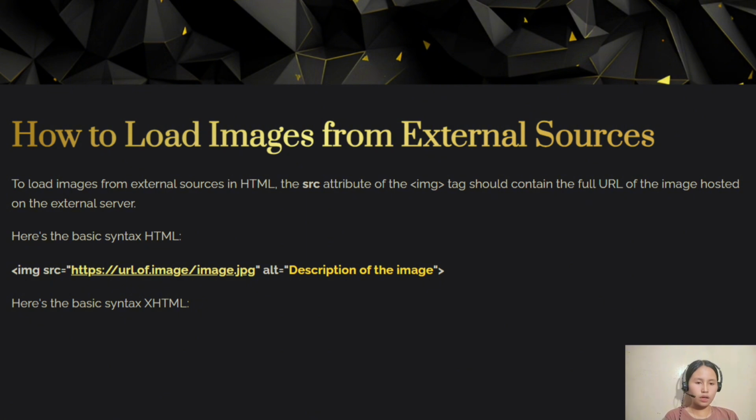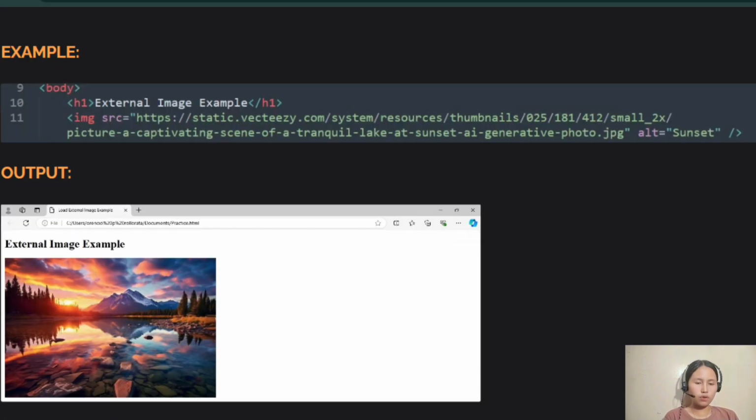It's still the same as the basic syntax of HTML. However, it must end with an end tag in order to follow the principle of XHTML. So this is the example of an external image. Then in the body part, the heading element contains the text "External Image Example". Then the third line is the img src attribute equal to the full link of the image, and after that the alt attribute contains the text "Sunset".